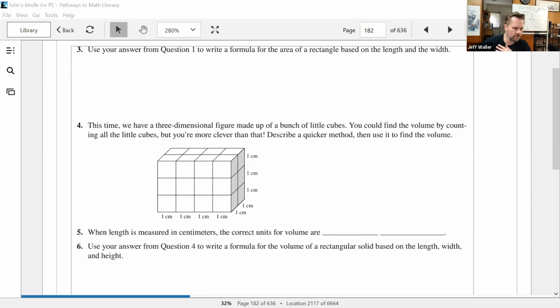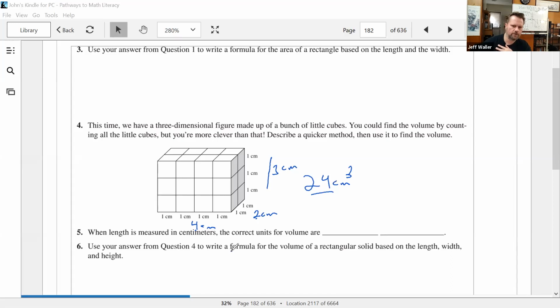So what's the mathematical way to do this? You can see why. There's 4 on this side, 2 deep, and then 3 up. 4 times 2 times 3. 24. Yeah, so I know we did something like that earlier this semester.